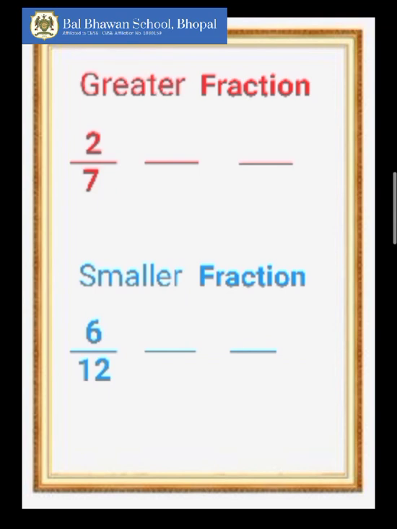So children, now can you write the fractions greater or smaller than the given fractions? Right. For greater fraction, you need to think of the greater numerator than the given fraction. But remember, it should be smaller than the denominator. So, the two greater fractions than the given fractions can be 4 by 7 and 5 by 7.